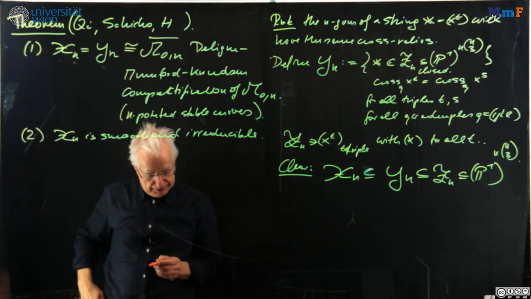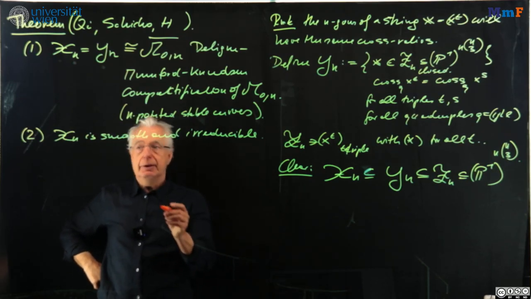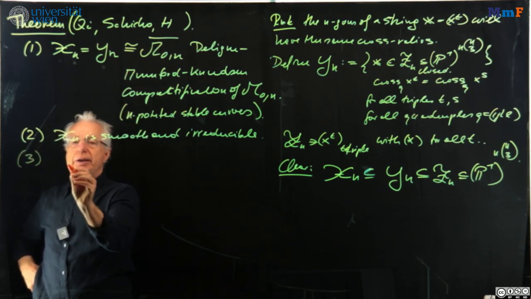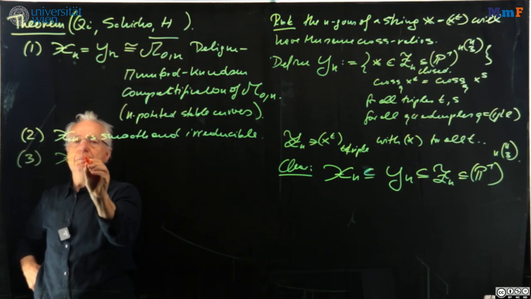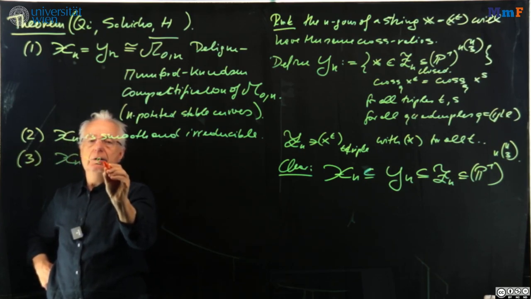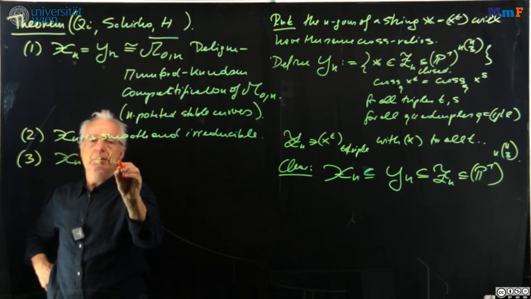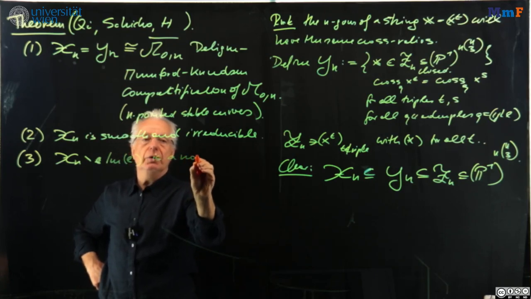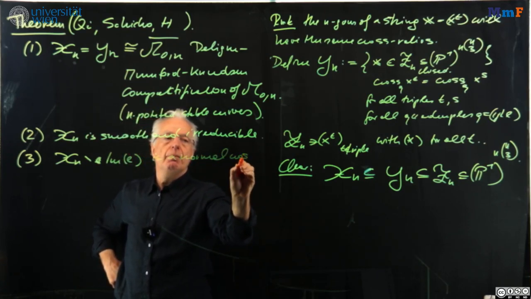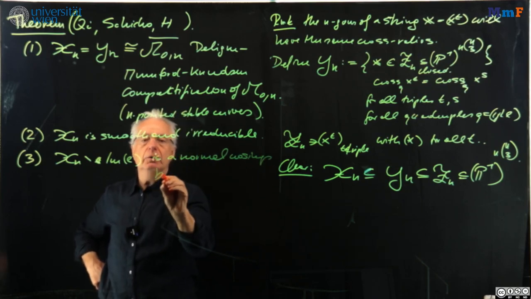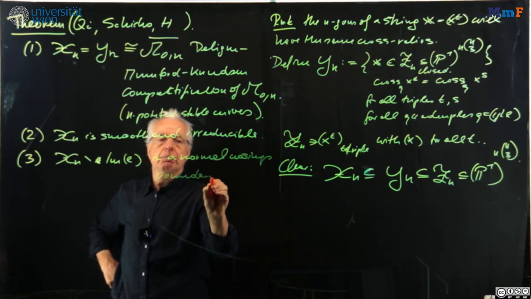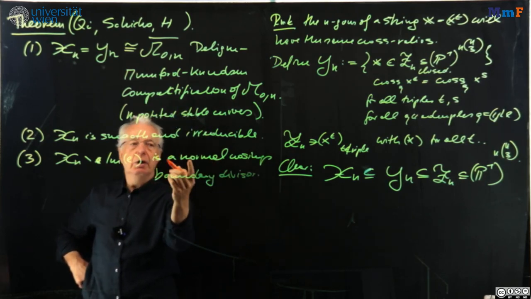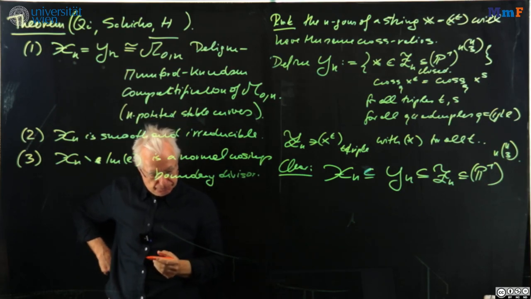Okay. Now, number 3, the boundary divisor. If you take xn minus the image of this symmetrization, it is a normal crossings boundary divisor. And moreover, there is a precise control on the components of this divisor.